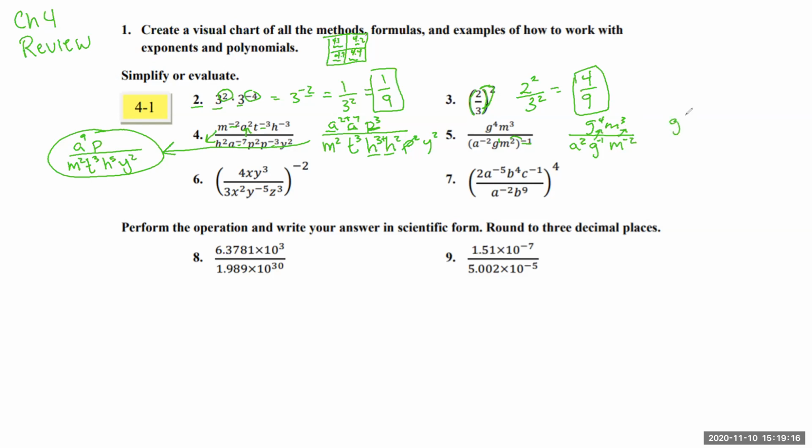Okay, so then we're gonna bring the negatives up to make them positive. So we actually have g to the fourth, g to the first, m to the second, m to the third, and then all over a to the second. This is because we brought all those negatives up.